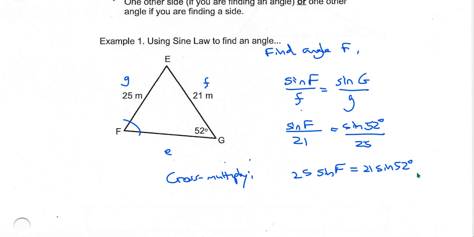Now I want to get F alone, but F is stuck inside this sine. It's part of sine F. So I can't get rid of it yet, but I can get rid of the 25. The opposite of multiplying by 25 is dividing by 25, so I will divide both sides by 25.